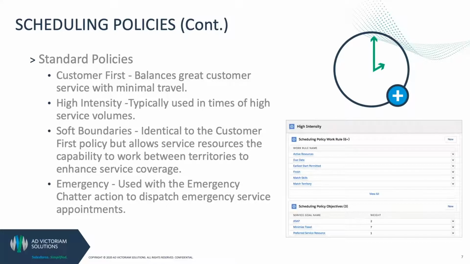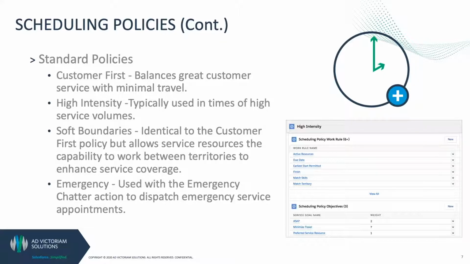Field Service Lightning comes with four standard scheduling policies. These are Customer First, which balances customer service with minimal travel. High Intensity, which is typically used in times of high service volumes. Soft Boundaries, which is similar to the Customer First policy, but allows service resources to work between different territories. And Emergency, which is used with the emergency chatter action to dispatch emergency service appointments.